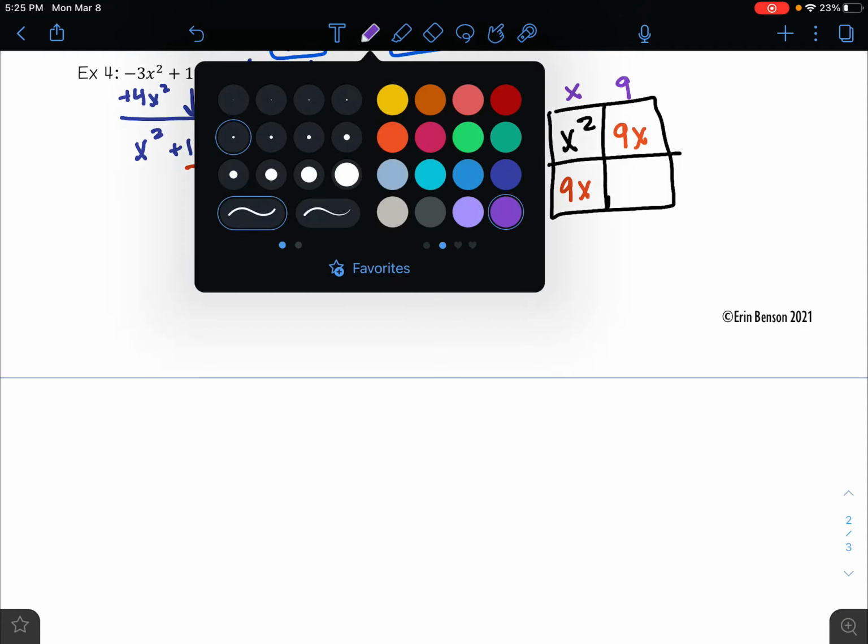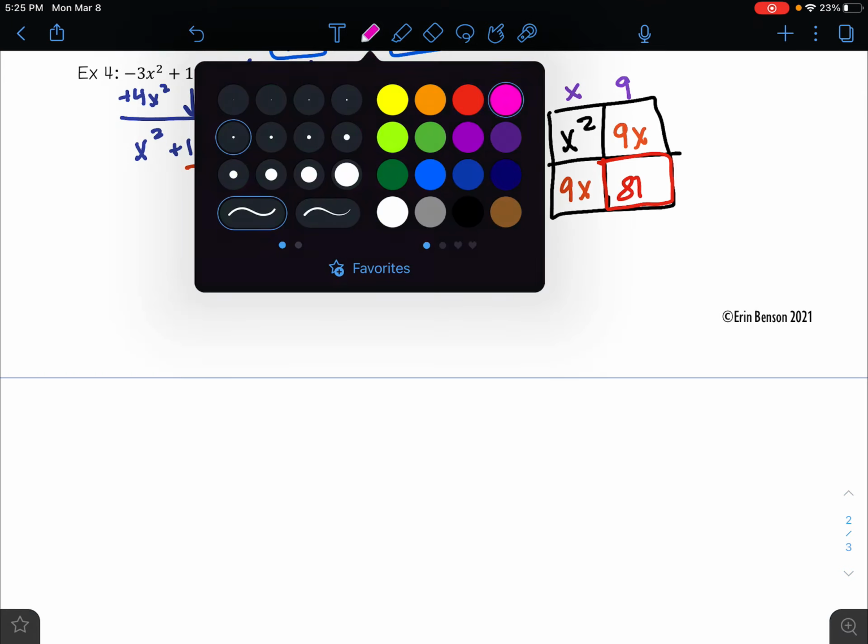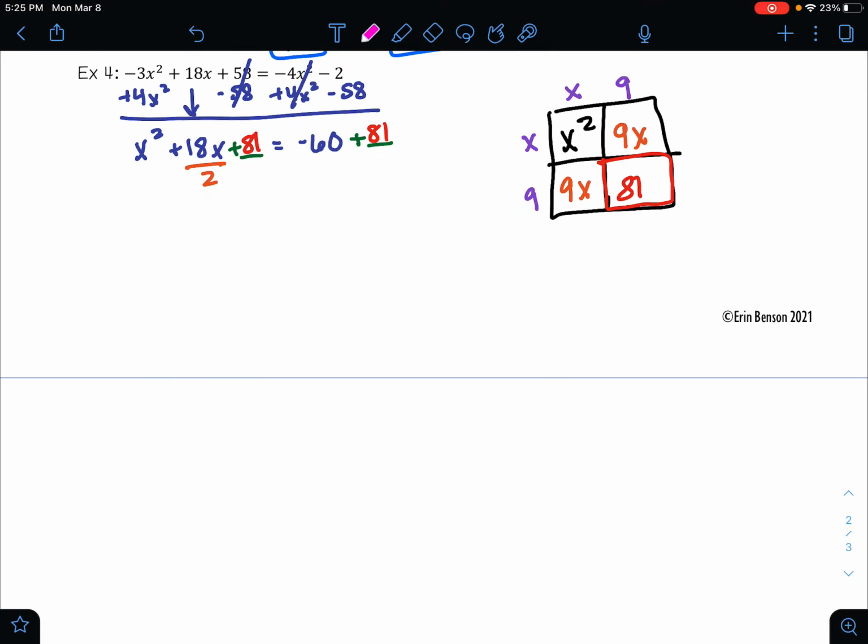Now I can find the number that completes the square. 9 times 9 is 81. 81 is the number that completes the square. We have just factored x squared plus 18x plus 81. And when we did that, we got x plus 9 times x plus 9, which is x plus 9 squared. Negative 60 plus 81 is 21.